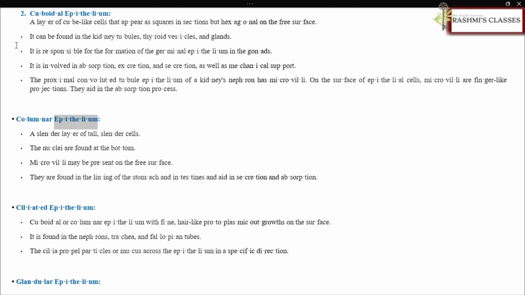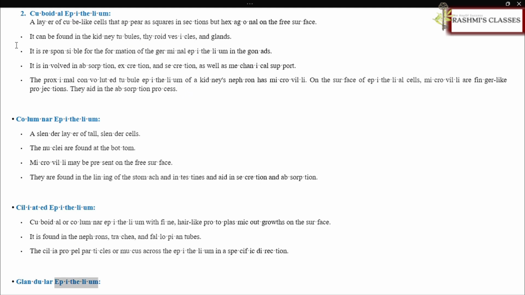Columnar epithelium: a slender layer of tall, slender cells. The nuclei are found at the bottom. Microvilli may be present on the free surface. They are found in the lining of the stomach and intestines and aid in secretion and absorption. Ciliated epithelium: cuboidal or columnar epithelium with fine, hair-like protoplasmic outgrowths on the surface. It is found in the nephrons, trachea, and fallopian tubes. The cilia propel particles or mucus across the epithelium in a specific direction.